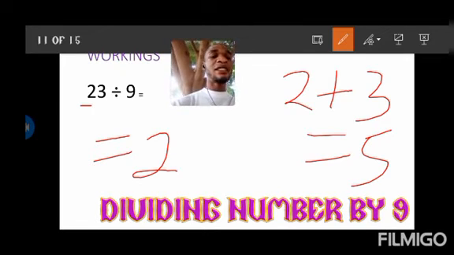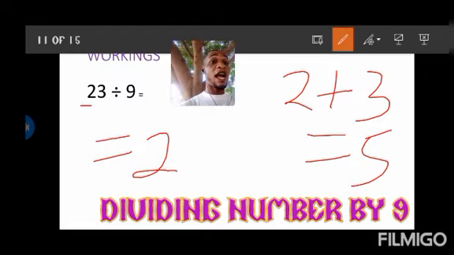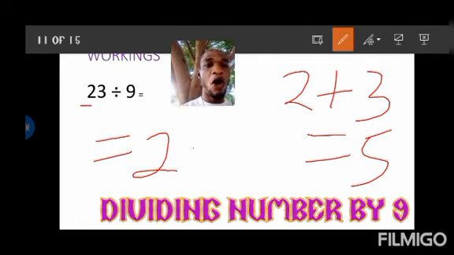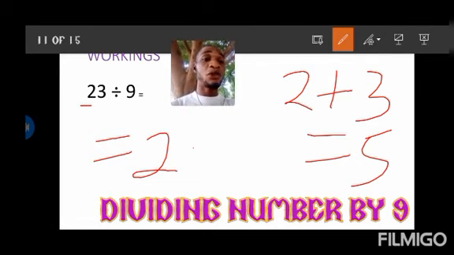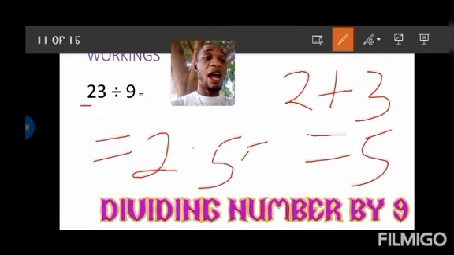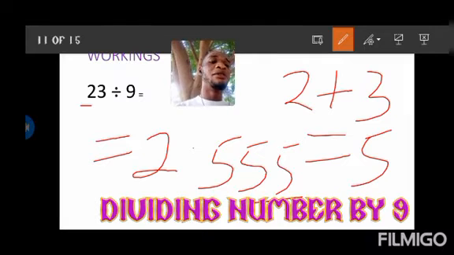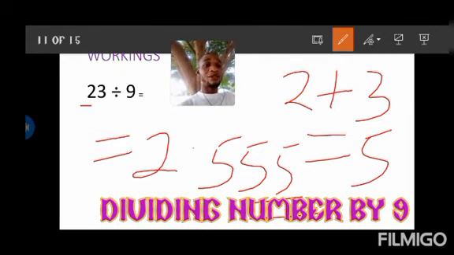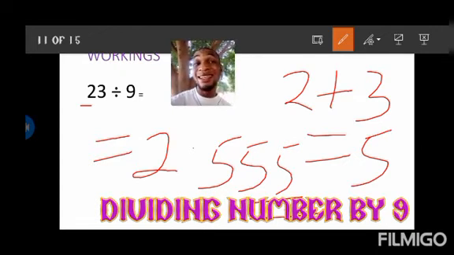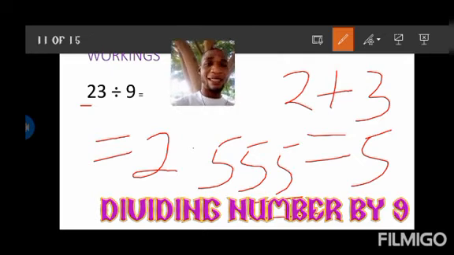So now how many times can 9 go in 5? It's impossible. Drop your point. Yes, remainder 5. So you write 5, 5, 5, and 5. So the answer continues like that, around 2.555. You can approximate to 2.556 if you wish. Continue like that. Isn't it simple?